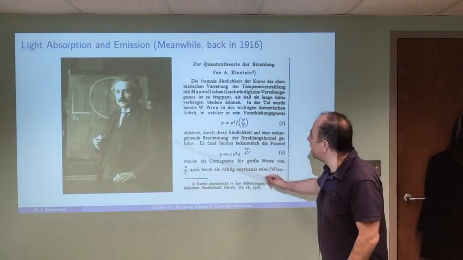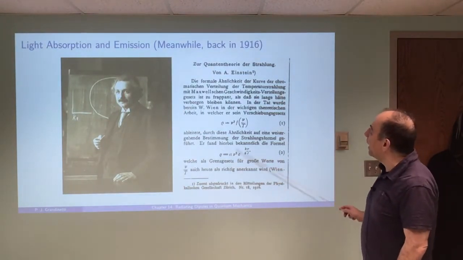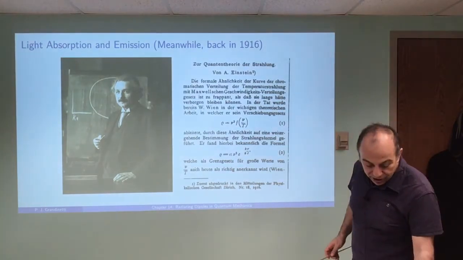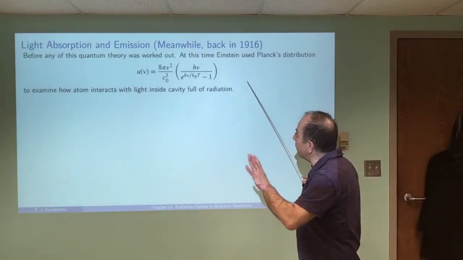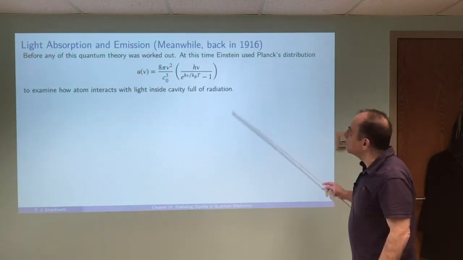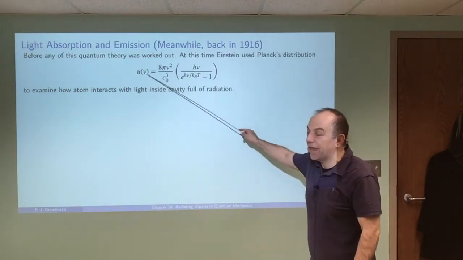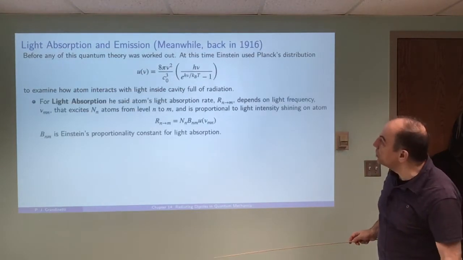So what we're going to talk about is this paper that came out back in 1916 by Albert Einstein, where he was looking at the absorption and emission of light. So let's just take a look. First of all, we know that Einstein had available to him in 1916 Planck's distribution law for the energy density of light at different frequencies. And so he was going to use that.